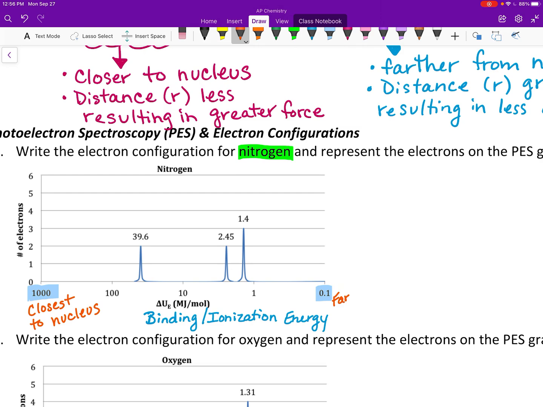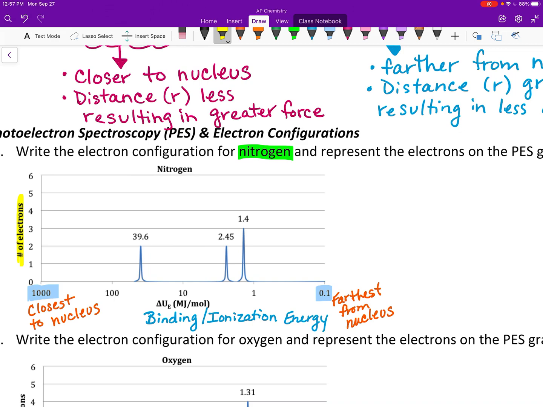And this one over here is going to be farthest. So just kind of watch that. You also have to watch on the other side, this is going to be number of electrons. I see these graphs, and you'll see some even in my examples, where they aren't always one line as one electron.